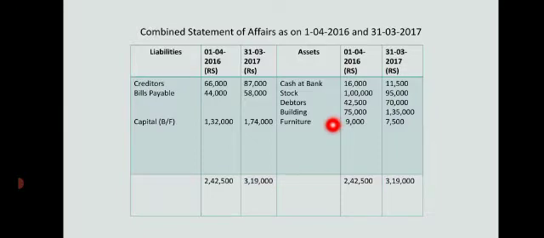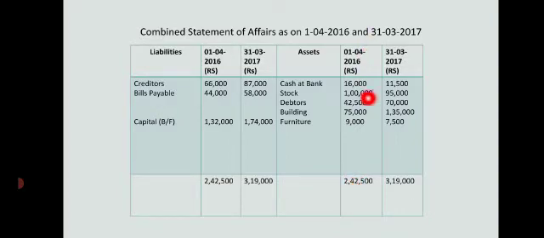To save time, instead of preparing an opening statement of affairs and a closing statement of affairs, we can prepare a combined statement of affairs to find opening capital and closing capital. Now we have entered all the assets as well as liabilities. So let us close the opening statement of affairs.